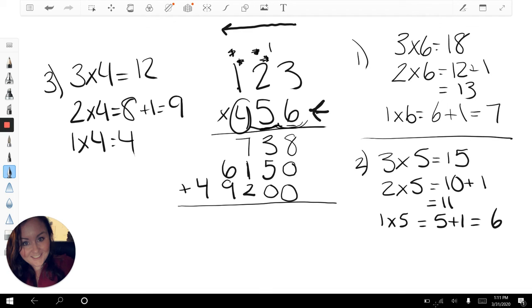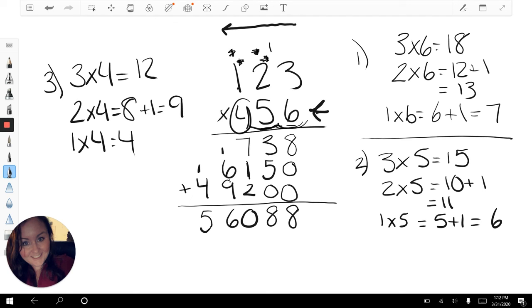So 8 plus nothing and nothing is still 8. 5 plus 3 is 8 again, plus 0. We have 7 plus 1, which is 8, plus 2, which is 10. So we put the 0 down here, and guess what? We carry the 1. 9 plus 1 is 10, plus 6 is 16. And then 4 plus 1 is 5.